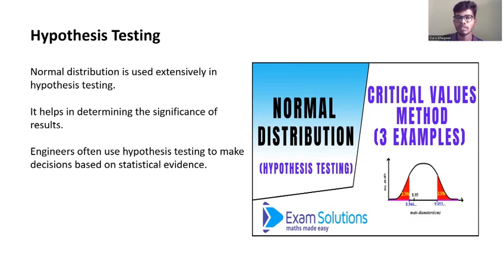That is, hypothesis testing is accessible from these kinds of aspects. The normal distribution is used extensively in hypothesis testing. The main intention of the normal distribution in hypothesis testing is to decide between the null hypothesis or the alternative hypothesis.